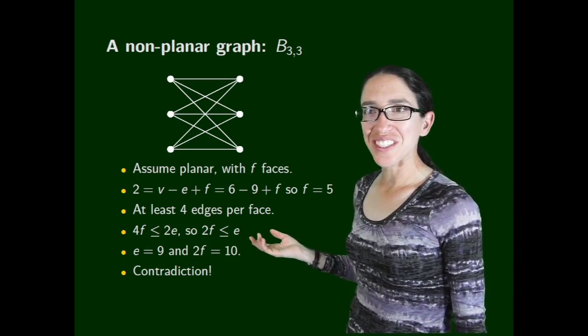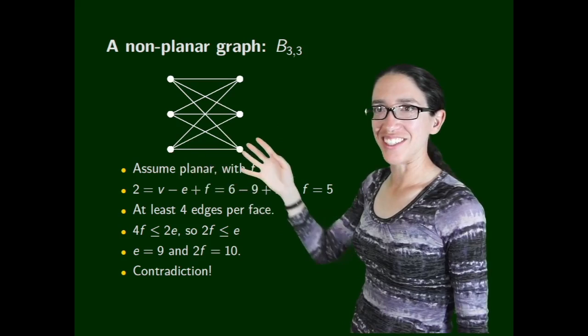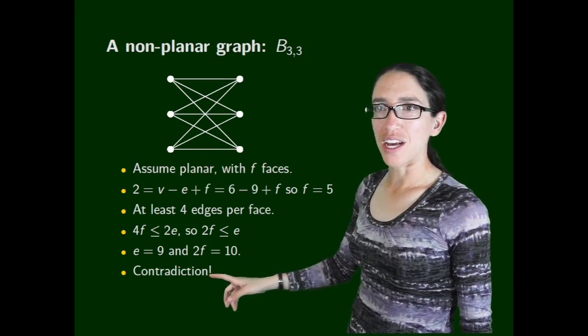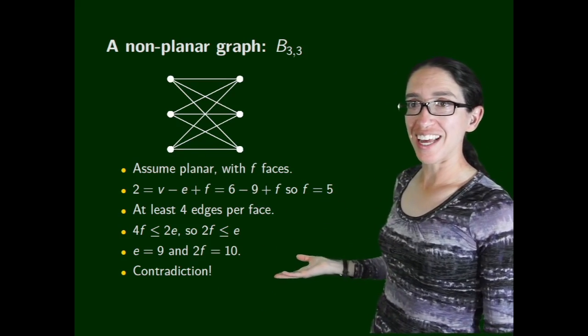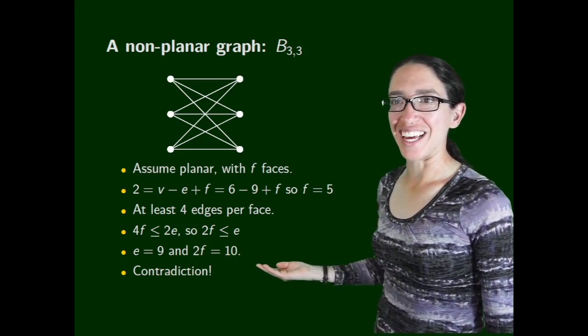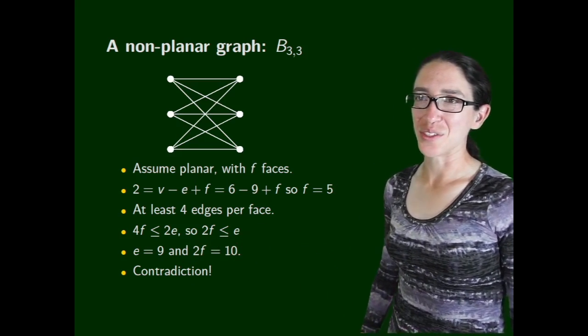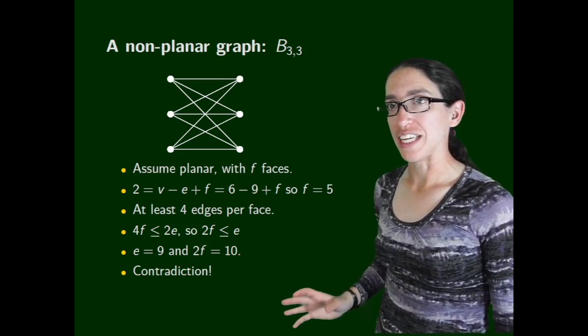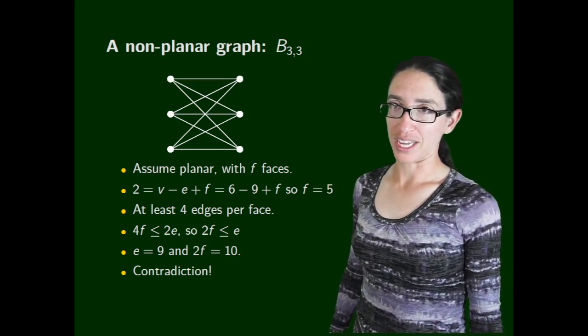But e equals 9 here, right? There's 9 edges in this complete bipartite graph. And 2f is 2 times 5, which is 10. But 9 is less than 10, so we don't have 10 is less than or equal to 9, so that's a contradiction. So actually, B33 cannot be embedded in the plane.